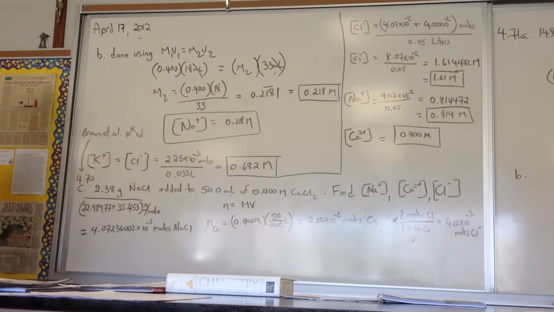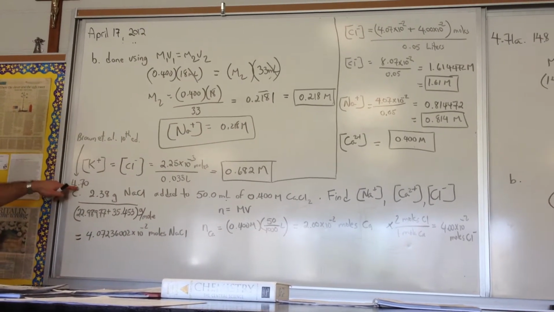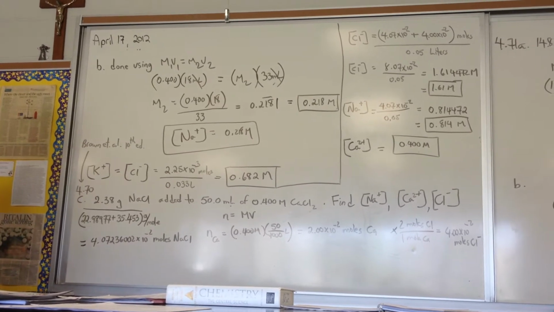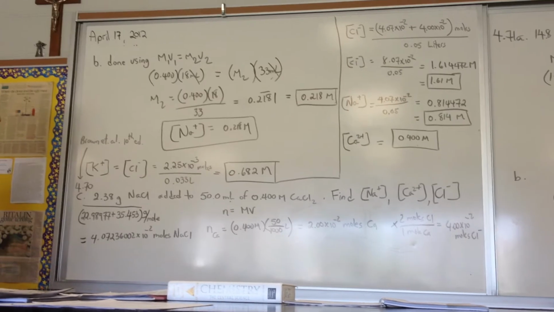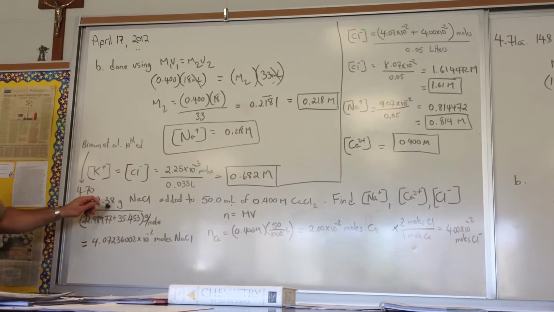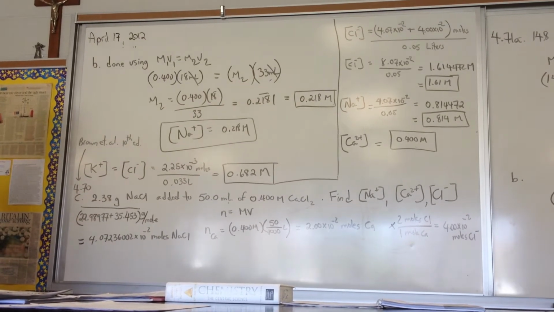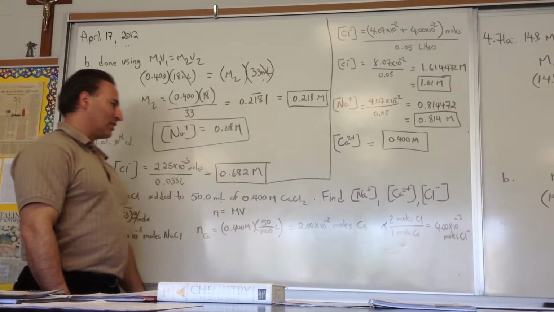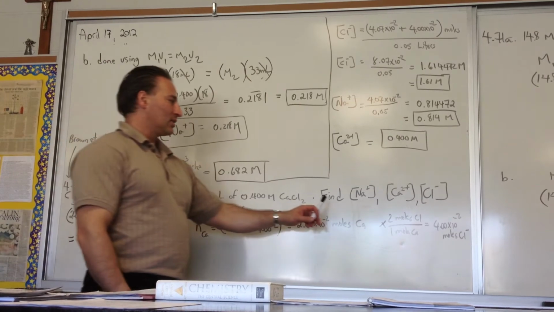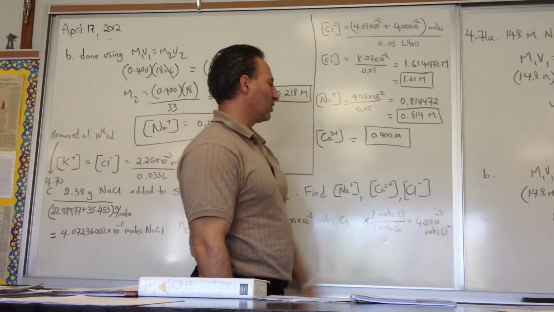All right. So we're doing exercise number 470 from Brown, 10th edition. It's an exercise in molarity. The question asks, if you mix 2.38 grams of sodium chloride with 50 mLs of a 0.4 molar solution of calcium chloride, find the concentrations of sodium, calcium, and chloride.